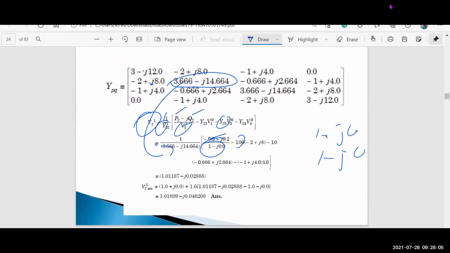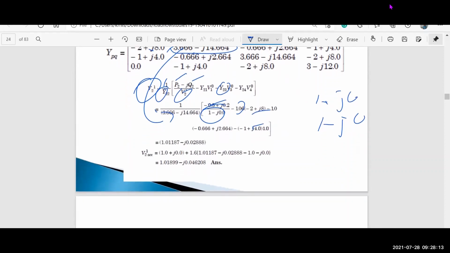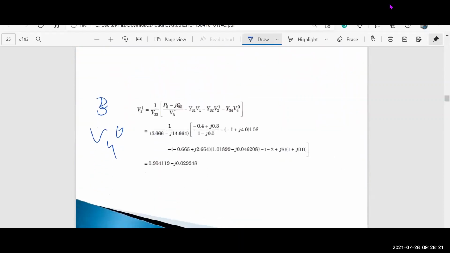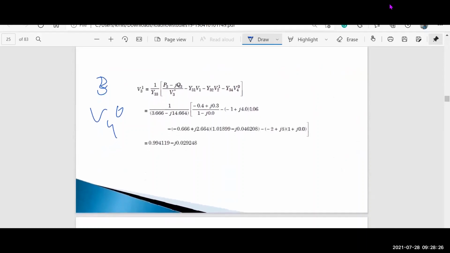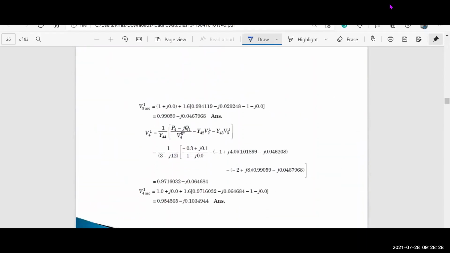Y23, Y23, okay. V30 is 1.00, which has been given. All the data have been given and just added. So whatever you get will be V21. This is the data. Similarly, it will be done for V31. See, V3 power will be there, which we have to utilize. Similarly, it will be done for V4.